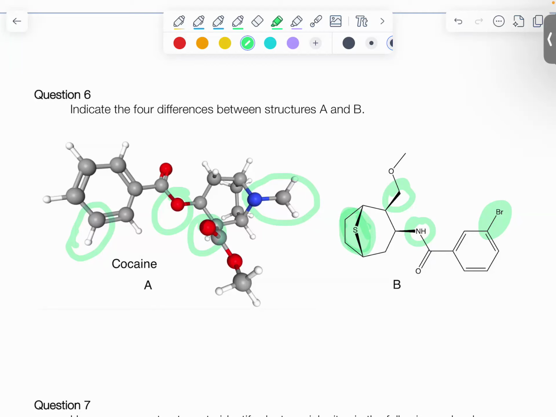Although usually on exams, he doesn't tell you how many to look for in these kind of questions. So like earlier, there's 3 chiral centers on this. There's 4 differences here. On the exams, he usually just says, what are the differences? Or what are the chiral centers? Other questions?